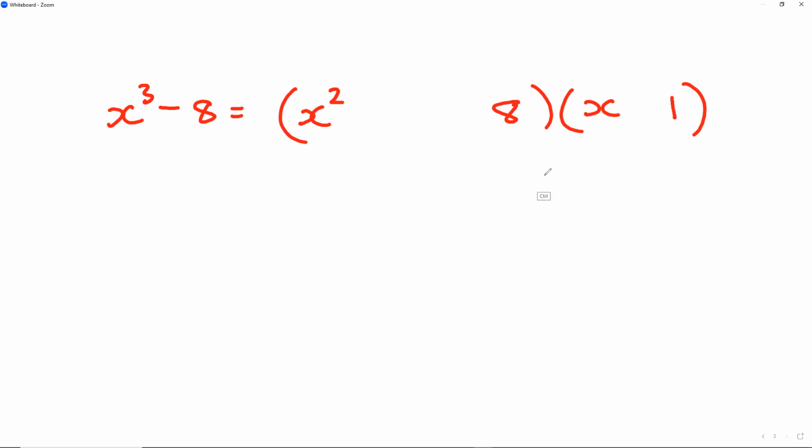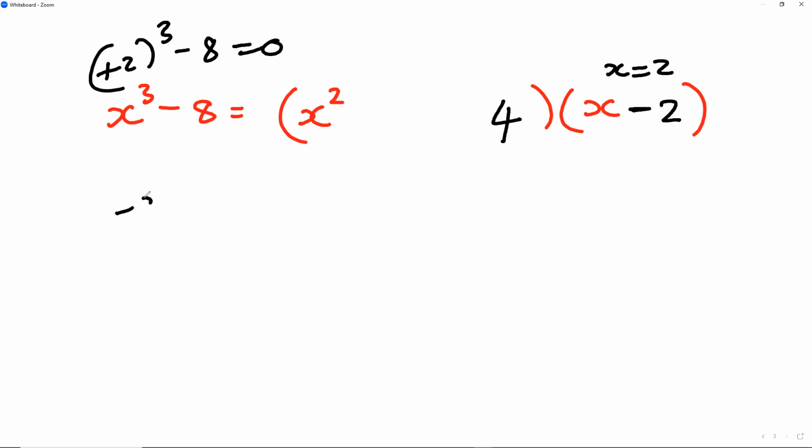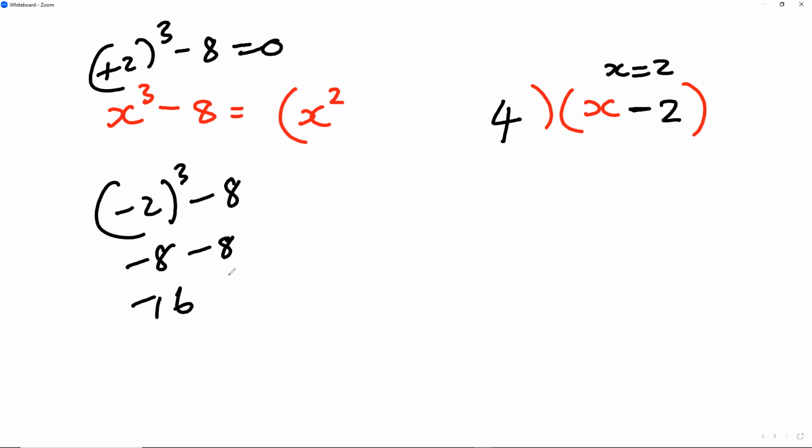I should have changed this into 2, changed that into 4, and make one of them positive and negative. But this one has to be negative because that implies that x is equal to 2. Because positive 2 to the power of 3 minus 8 equals 0. Negative 2 to the power of 3 minus 8 is actually negative 8 minus 8, which is negative 16. So negative doesn't work. And if you have a negative in a bracket, you have a positive in the answer if it was equal to 0.